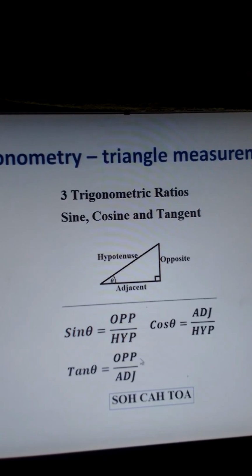To remember those ratios, we can use the word SOHCAHTOA. That is, sine is equal to opposite over hypotenuse, cosine is equal to adjacent over hypotenuse, and tangent is equal to opposite over adjacent.